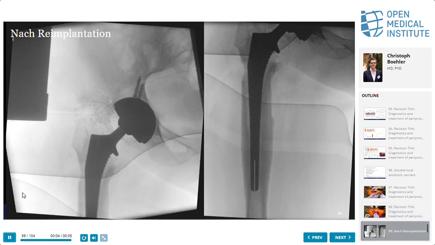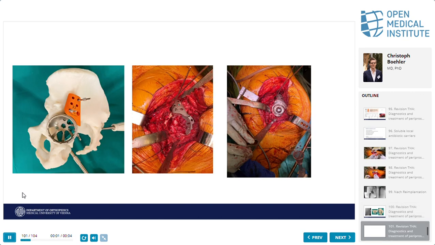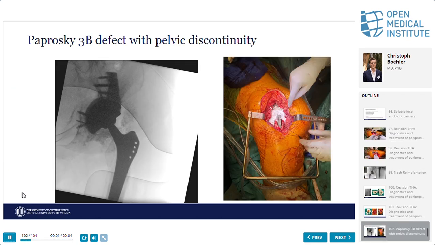This is another case. 7 revisions, pelvic discontinuity, posterior column is missing completely. It's the planning on the 3D printed model, intraoperative situs, and here you see the Stimulan beads again.